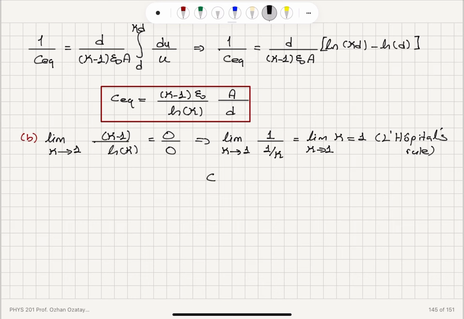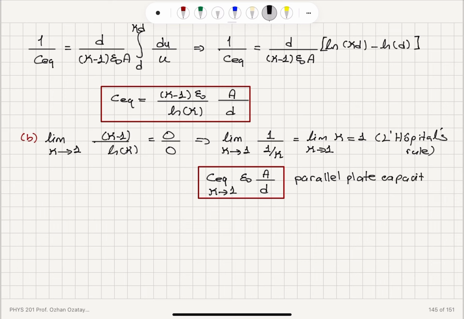So what happens to the equivalent capacitance then as kappa goes to 1? As kappa goes to 1, kappa minus 1 over natural logarithm of kappa is replaced with 1, and I obtain epsilon 0 A over d. That's the limiting value of the equivalent capacitance. And what is this? This is a parallel plate capacitor, no dielectric. It's just an air capacitor.